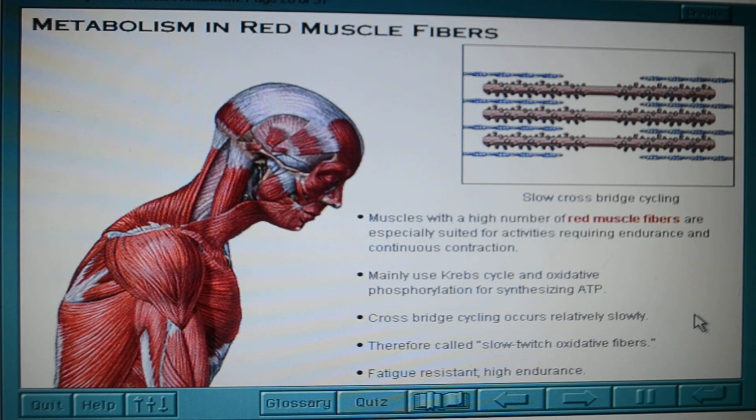Red muscle fibers are fatigue-resistant and have high endurance, allowing them to contract for prolonged periods. For instance, the muscles used for body posture, such as the back muscles, have a higher percentage of red muscle fibers. Click the back muscles for a demonstration of an endurance activity.